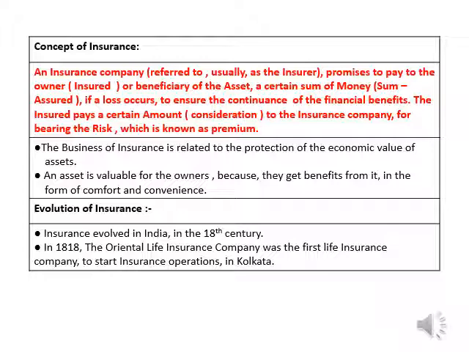is getting damaged. So insurance evolved in the 18th century. In 1818, the Oriental Life Insurance Company was the first life insurance company to start insurance operations in Kolkata. So you should understand about these various days and events when it started.